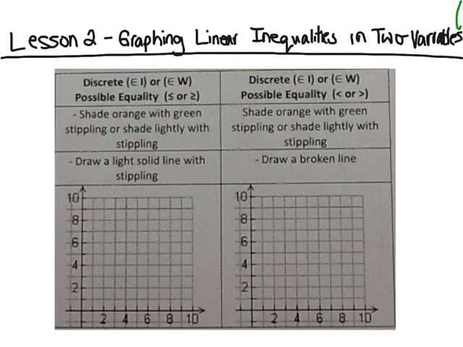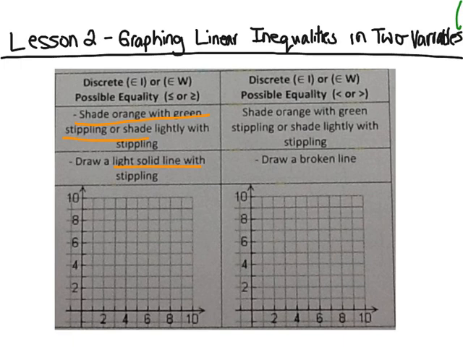When you have discrete, so that means it's not continuous, you're going to shade orange with green stippling. I don't know how to say that word. Stippling? Stippling. That sounds better. And you're going to draw a solid line with the stippling with dots on it.